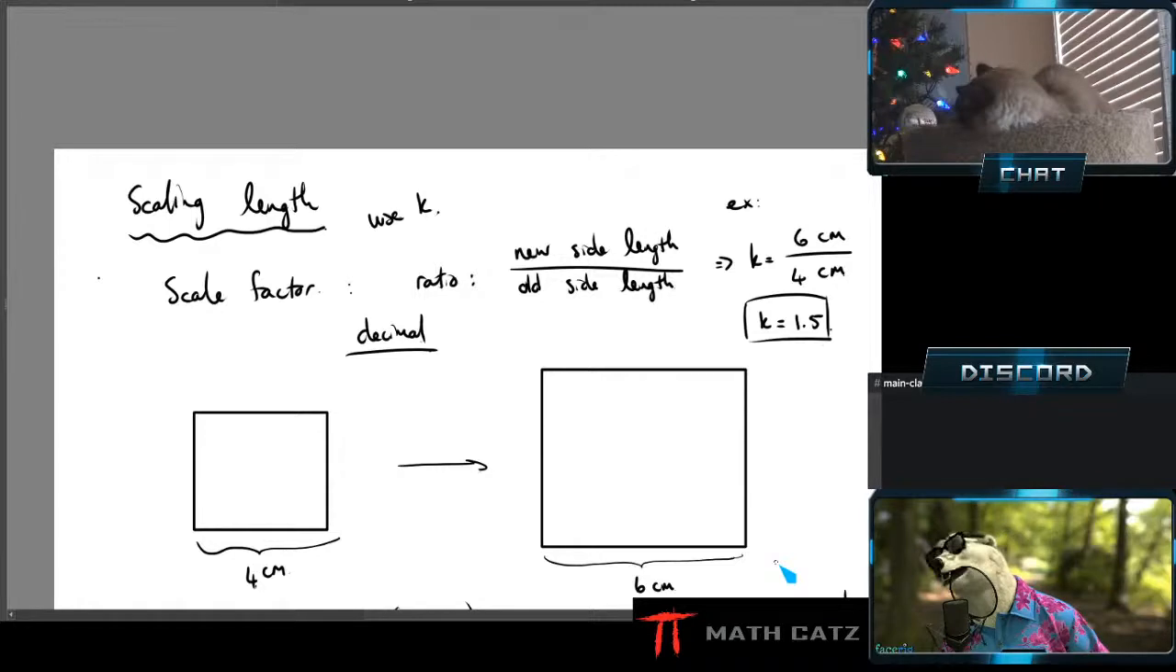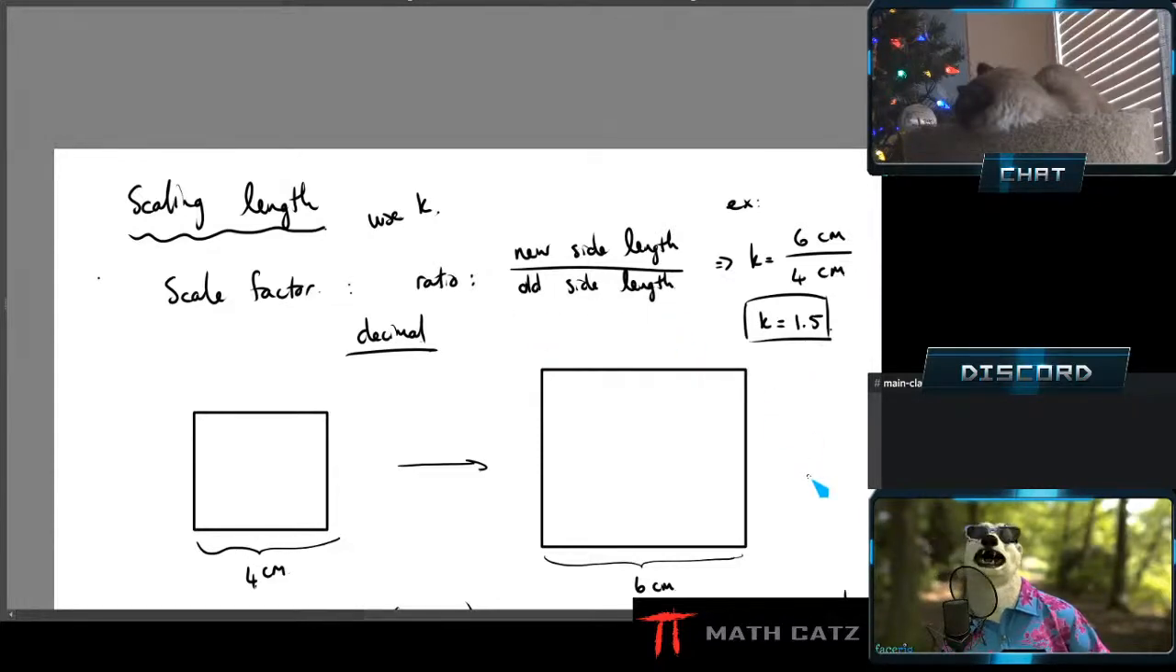And because I'm keeping the proportions of the shape, of the figure, of the image, this scale factor 1.5 is going to apply to any of the side lengths. It's going to be the same throughout, changing all the length dimensions involved. Okay. So new over old is the scale factor.